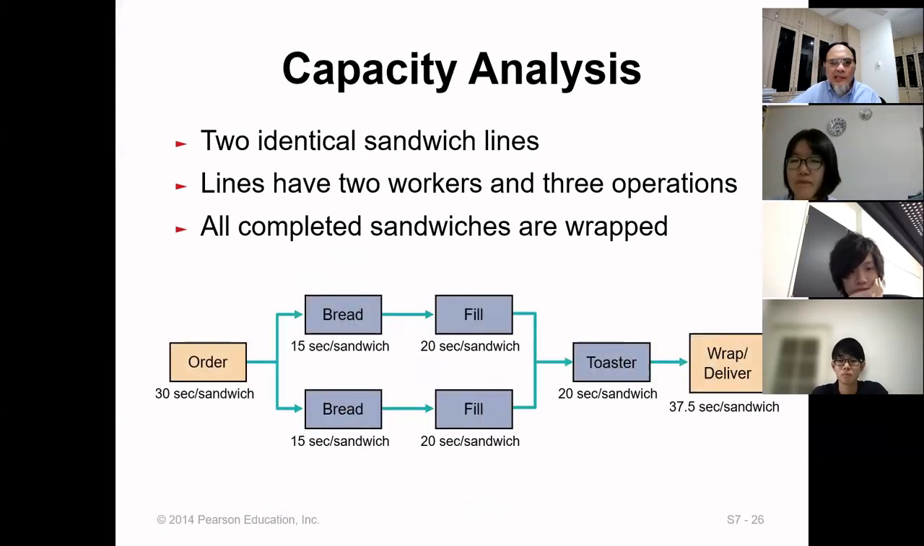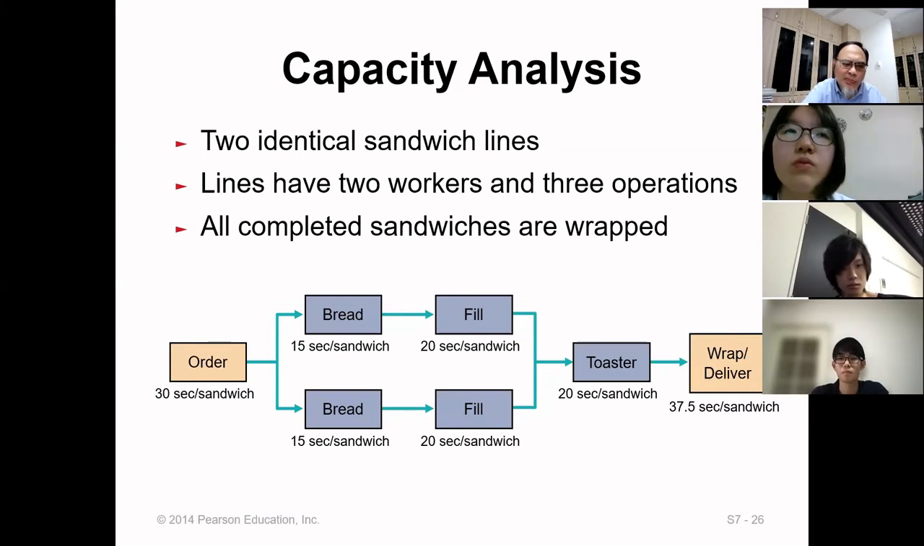Just to give an example: two identical sandwich lines have two workers and three operations. All completed sandwiches are wrapped. This is taking the order. If you go to McDonald's, you can see how many seconds it takes to produce, fill, and toast, and you can see where it flows. Wrapping takes 37 seconds. So you can see that.